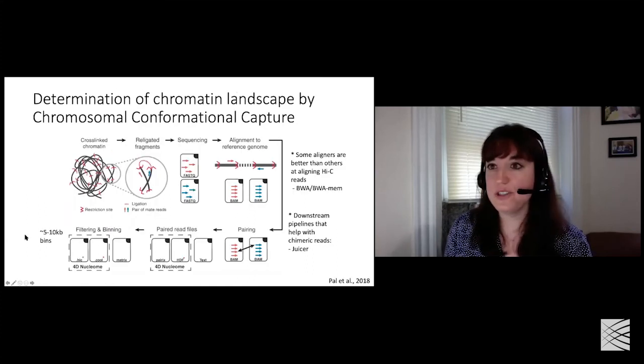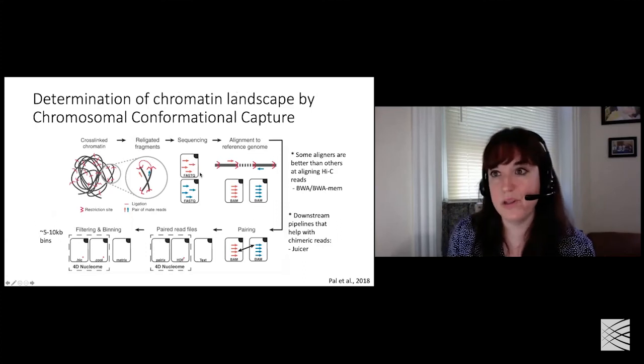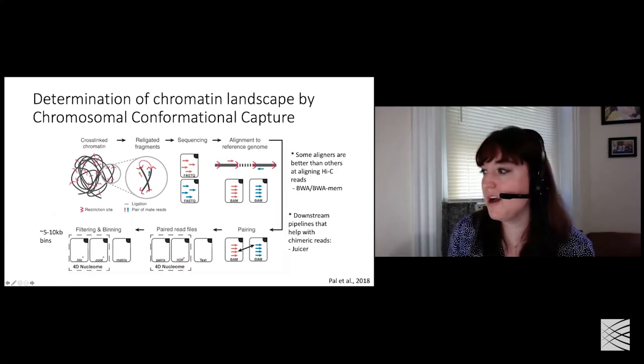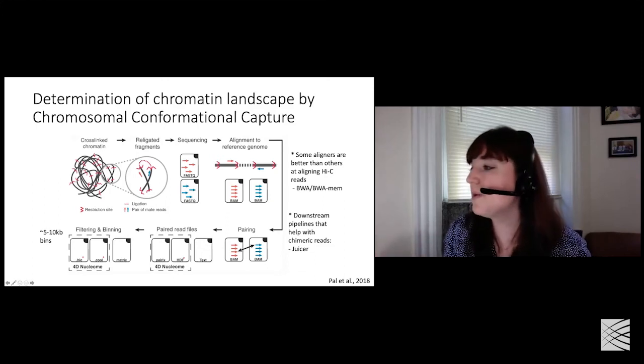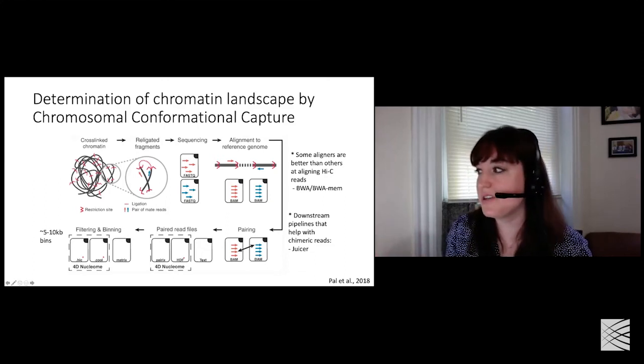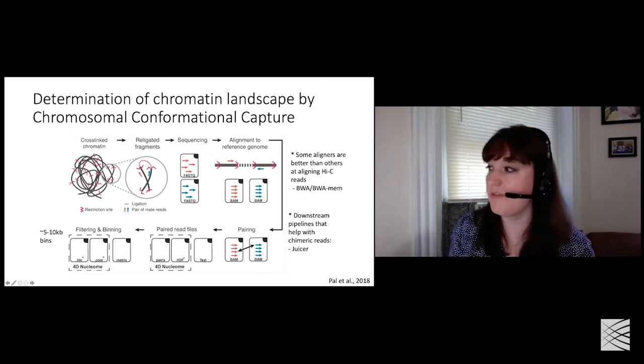So again, this is just a different schematic, now coming from your cross-linked chromatin. Now you have your fragments, and you've sequenced them at really high depth, right, to a billion reads. The next step is to align them to the reference genome. And this is more difficult than ChIP or ATAC-seq because you have sequences of DNA that are connected in three-dimensional space, but they're not necessarily linear DNA, right? So you want to make sure you use an aligner that's really good with gapped sequences. I recommend BWA-MEM for this.